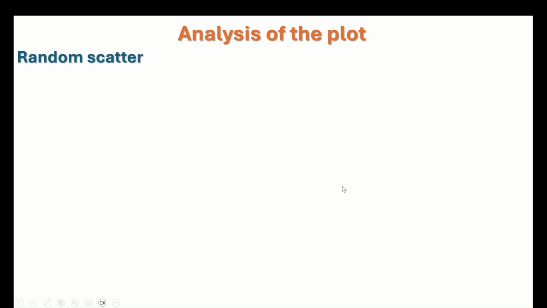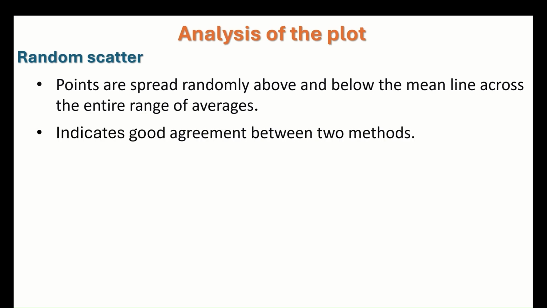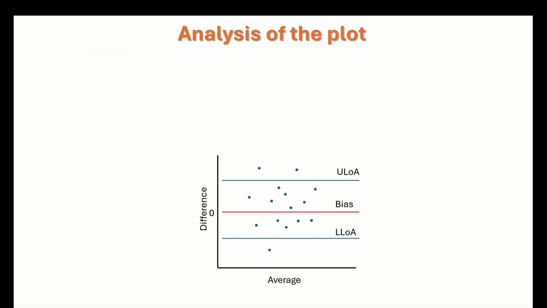The other thing to check when looking at and analyzing the plot is whether the data are scattered randomly above and below the mean line across the entire range of the average, which indicates good agreement between the two methods.